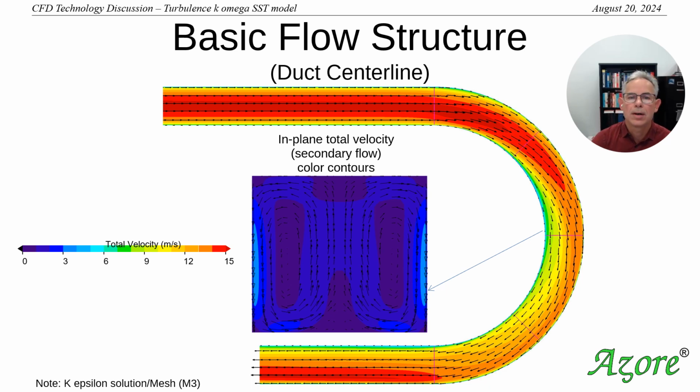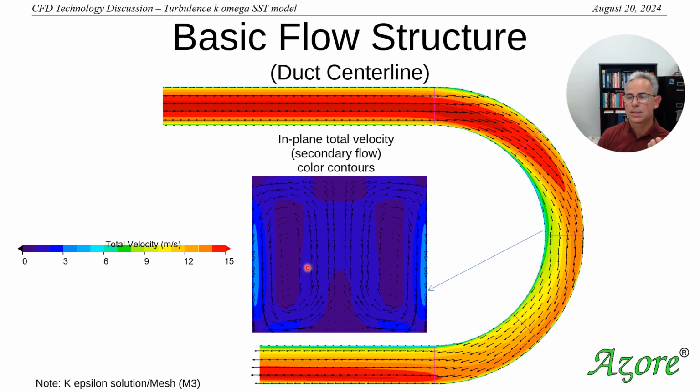So let's first start by looking at the basic flow structure that we're expecting in this U-bend. Here is the total velocity as it goes around the corner, and you can see that the velocities are on the order of 15 meters per second around here. This is where all the kinetic energy is in our fluid, and that's most of the energy that we really have.